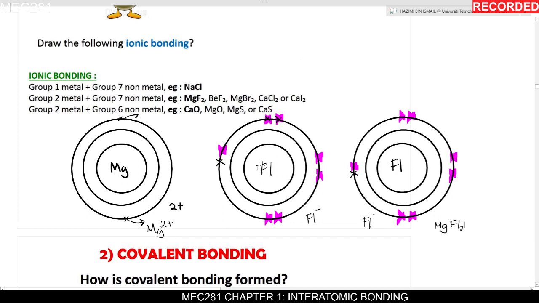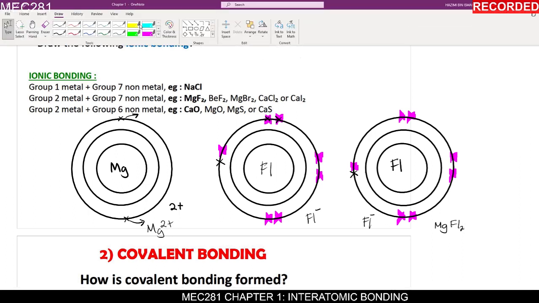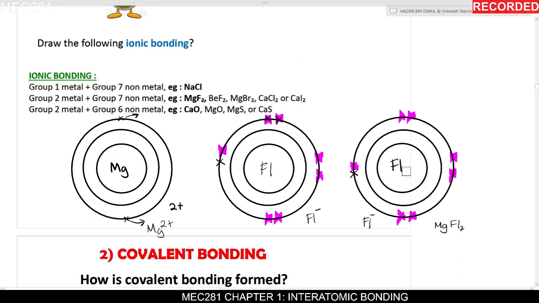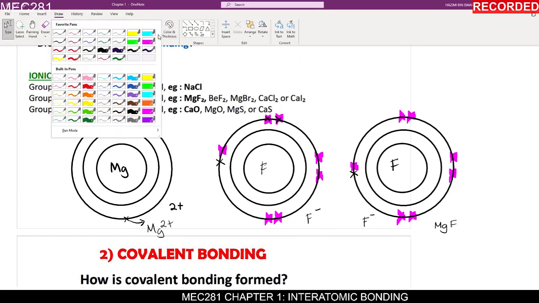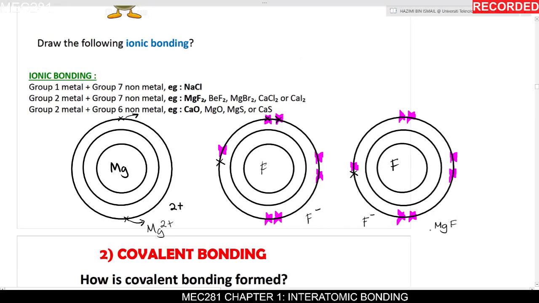Oh, sorry, I didn't realize my symbol is wrong. Sorry again. So 1 magnesium has to be paired with 2 fluoride. So that's why we have the symbol of magnesium fluoride. And you can try with the other elements.